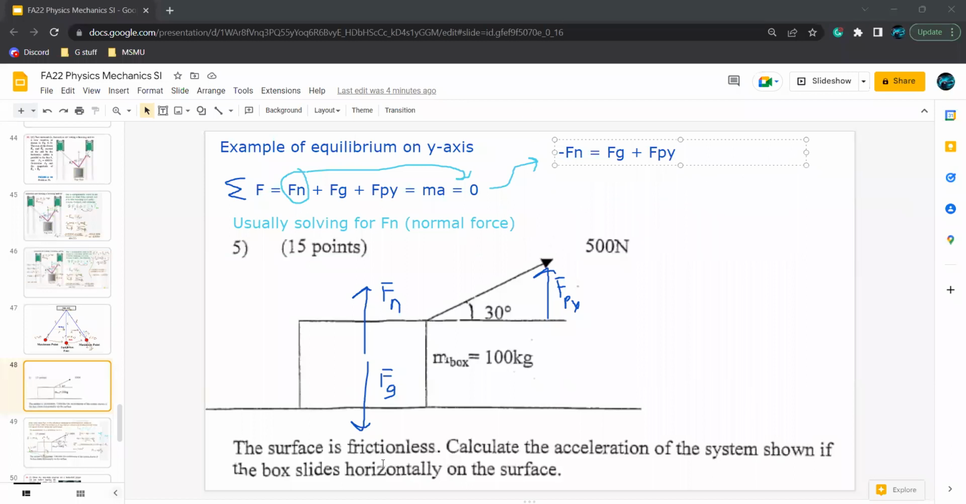Right. And then we know that Fg is equal to ma with the acceleration being gravity, so it's mg. If we're defining the positive direction as upwards, then this is going to be negative.